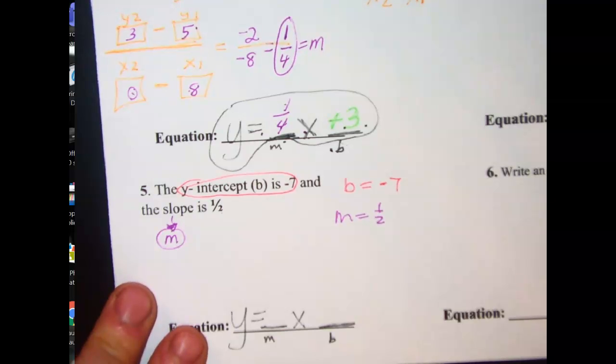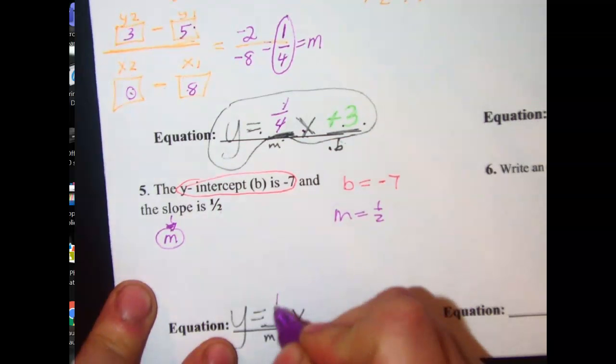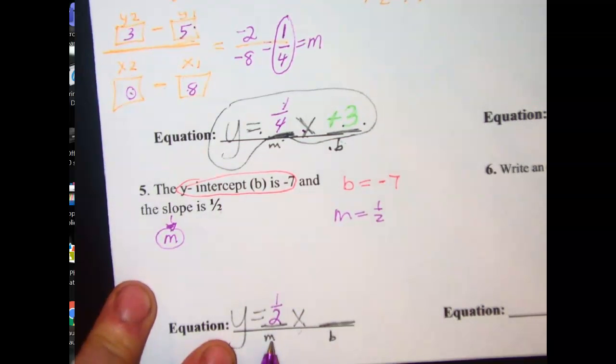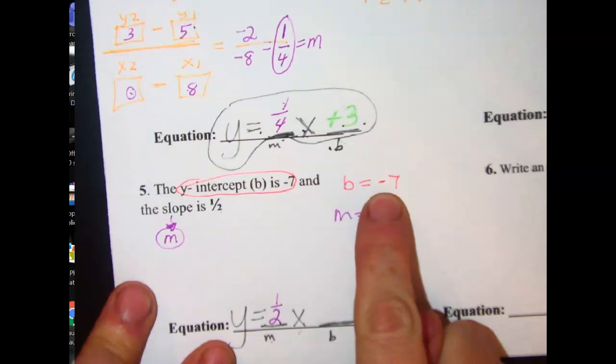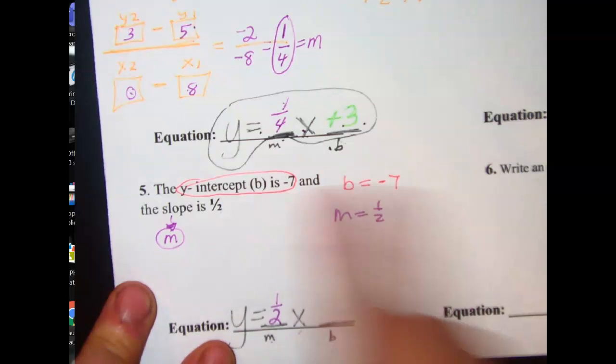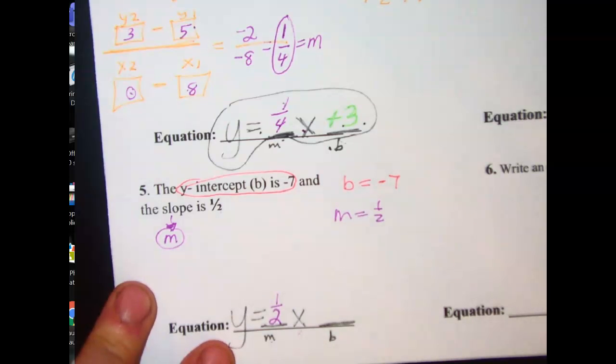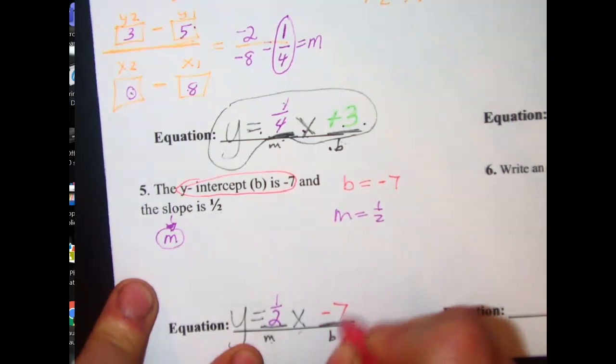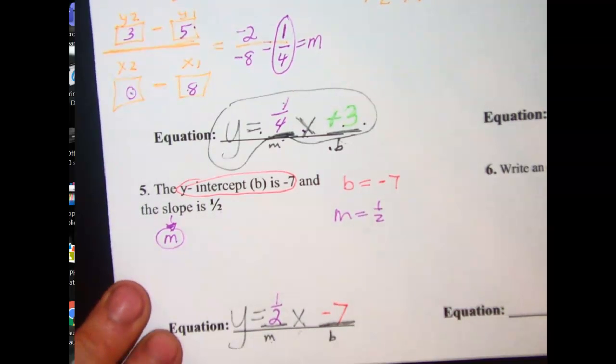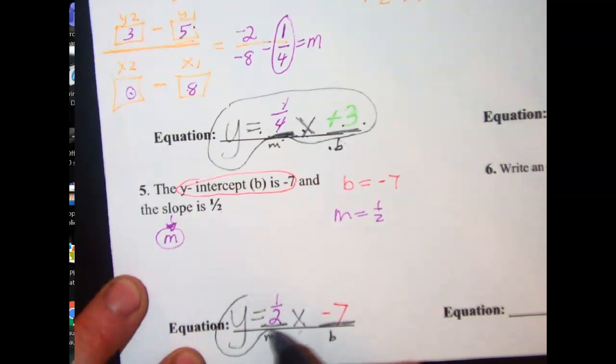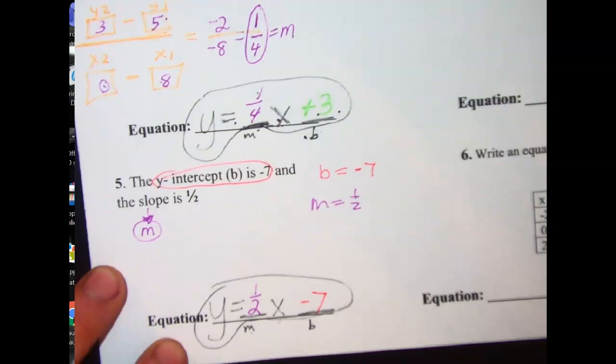So we have y equals 1/2 x, because our m is the 1/2. I pop it next to the x. And then our b, it said -7 or negative 7, it means the same thing. So I'm going to put that in there, -7. That's my final equation. It is y equals 1/2 x minus 7.